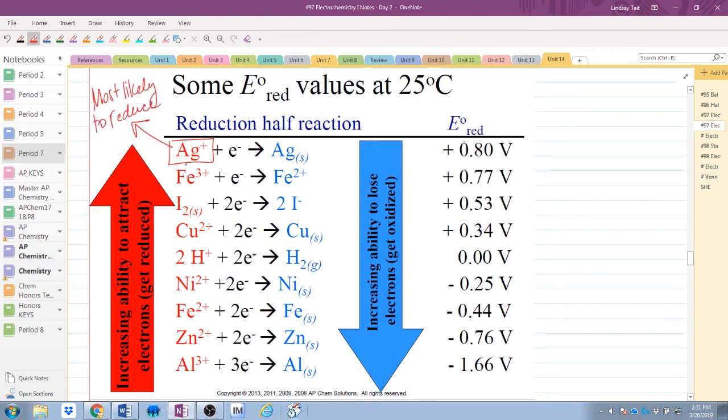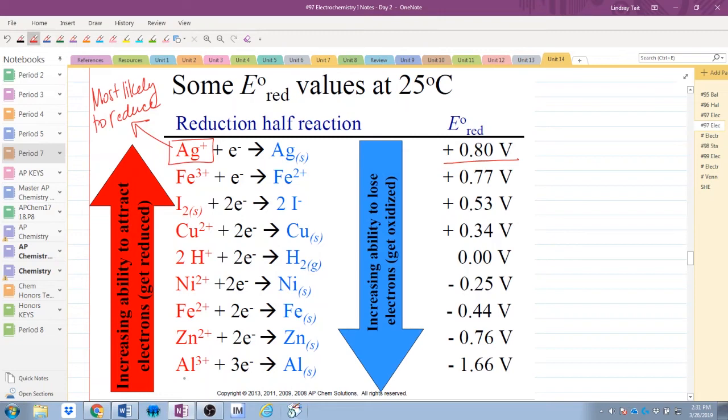The silver ion, this is a reduction half reaction. It has the largest positive reduction potential value. That means on this list, it is the most likely to reduce. If I had to pick something that was going to reduce and that was going to oxidize, if they were all together, this one is the most likely to reduce. That means this aluminum 3 plus should be the least likely to reduce.